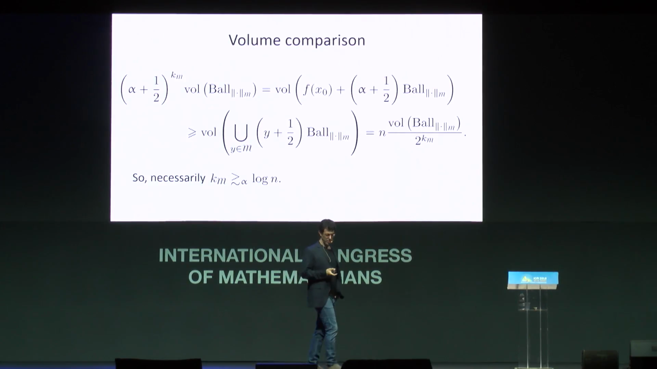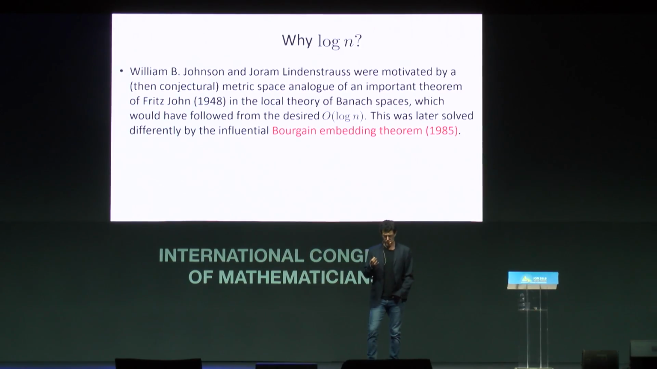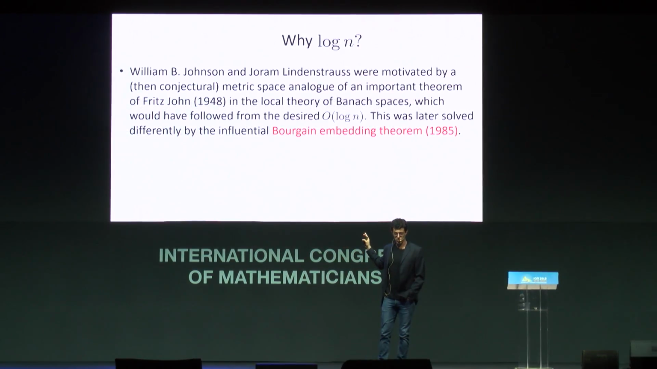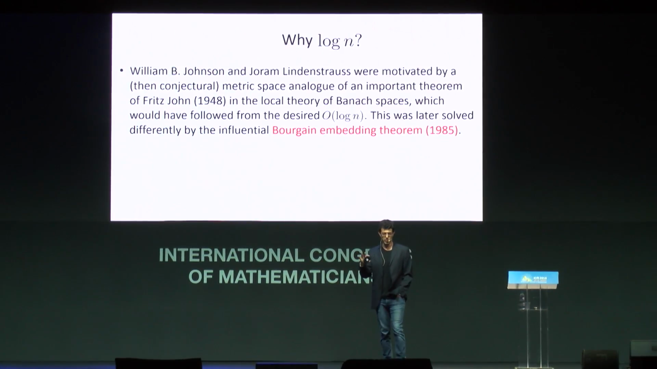So that's one reason, but there is a bigger reason within the Ribe program. That's the context in which Johnson and Lindenstrauss discussed this. They were interested, within this framework of analogies, in proving an analog of a classical theorem of Fritz John in the local theory of Banach spaces, which would have followed from a positive answer to this question. Now, I want to say that their question was later solved. There was a twist, but it was solved in a very meaningful and impactful way by Bourgain in a completely different way. But that was their motivation.